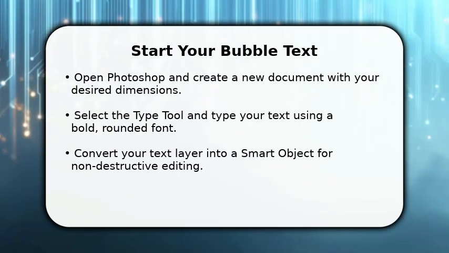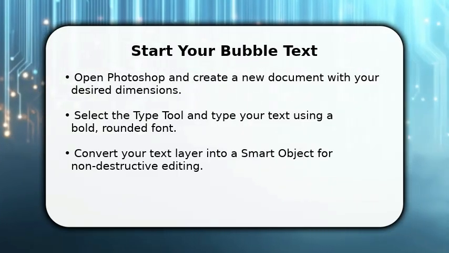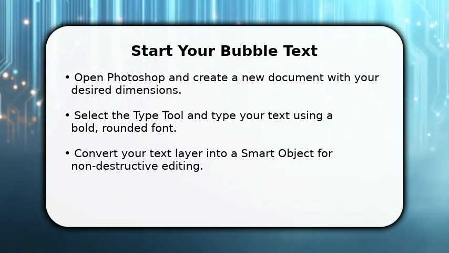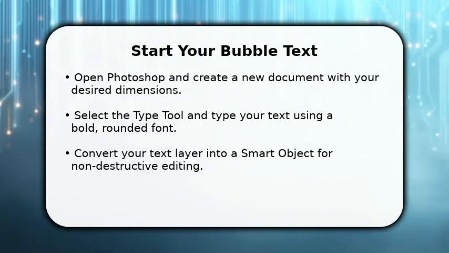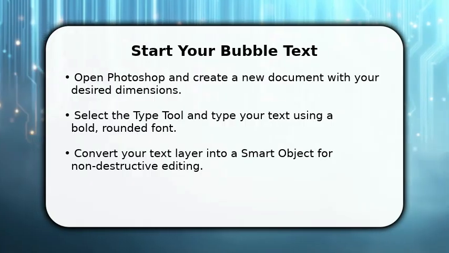Enjoy the video. In this video, I will show how to make bubble text in Photoshop. First, open Photoshop and create a new document. Choose a resolution of at least 300 pixels per inch for crisp results.